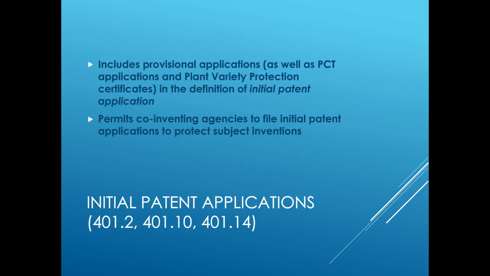Next, we've addressed the definition of initial patent applications in a couple of sections, 401.2, 0.10, and 0.14. First, we've included provisional applications as well as PCT applications and plant variety protection certificates in the definition of initial patent application in 401.2. Additionally, we've permitted co-inventing agencies in the scenario that I just laid out to file initial patent applications in order to protect subject inventions. This could be a provisional application. The only caveat is that they should not be doing anything in that filing that would prevent the contractor from waiving rights. But they do have the ability to secure those rights if they know that there's an imminent disclosure.